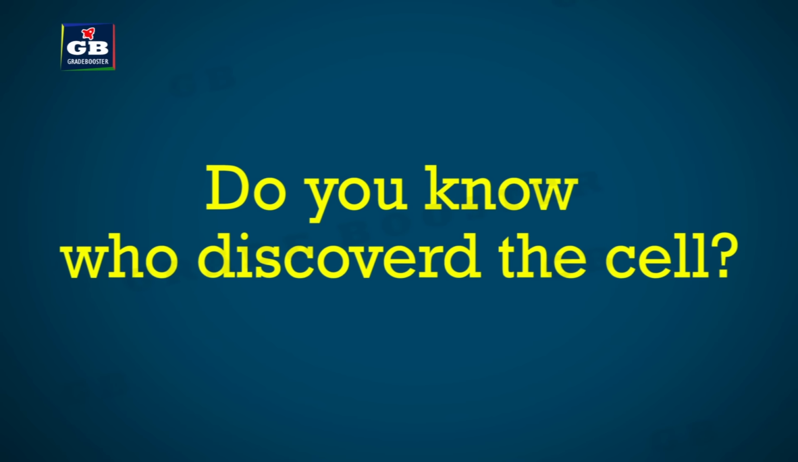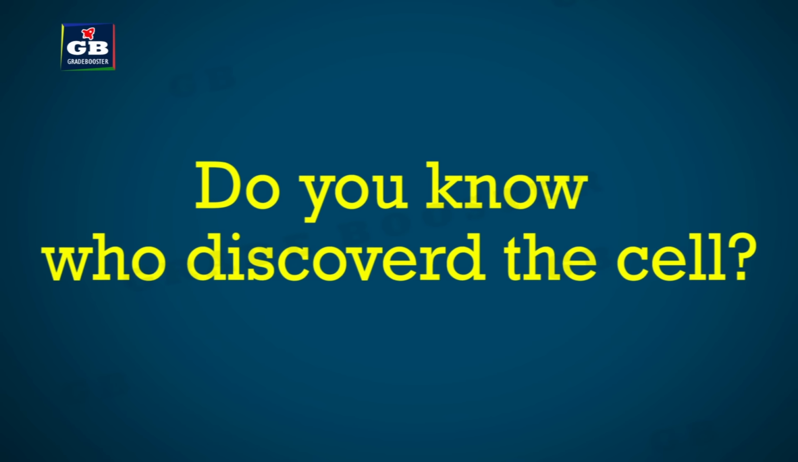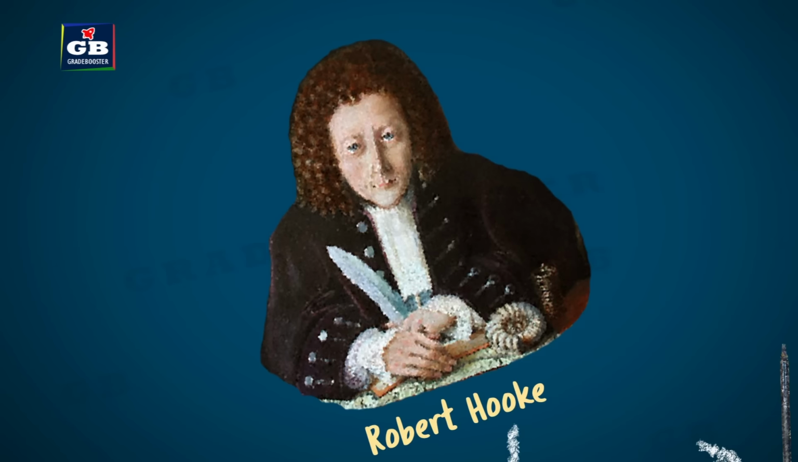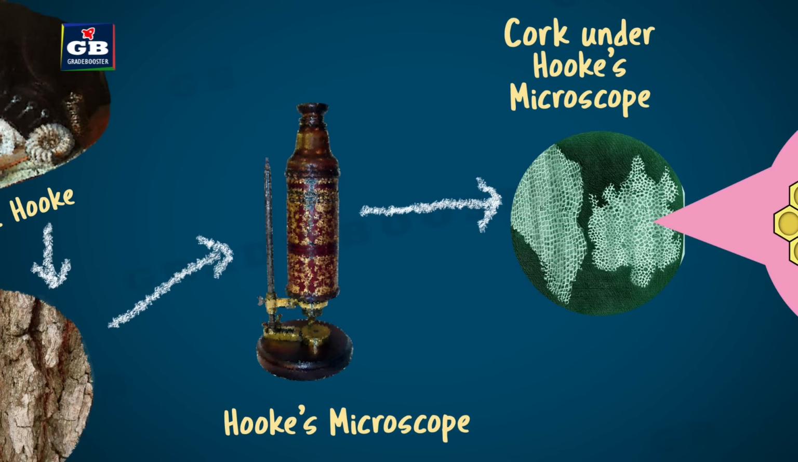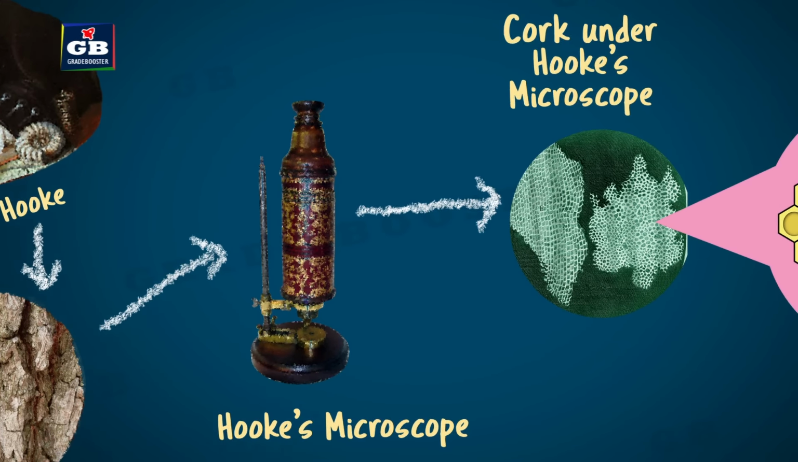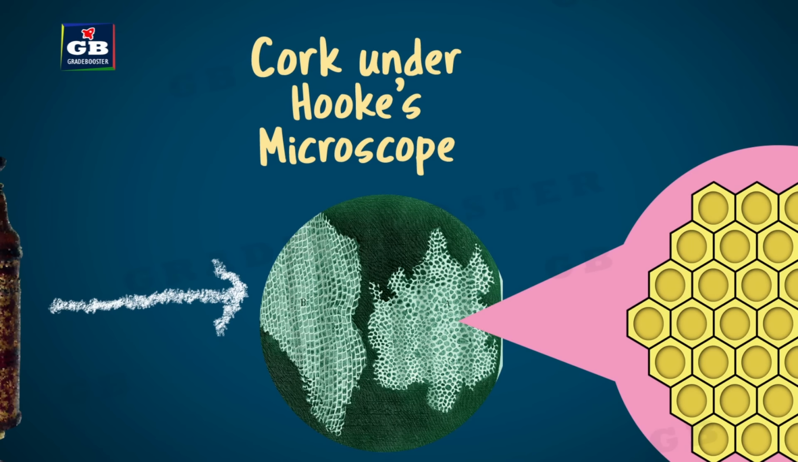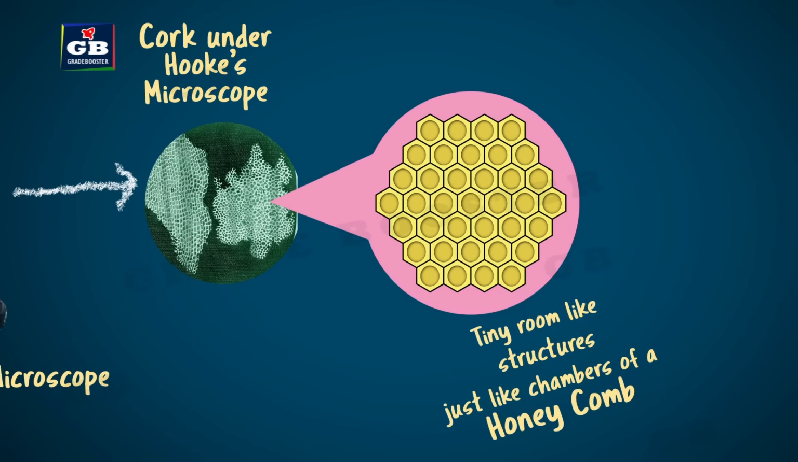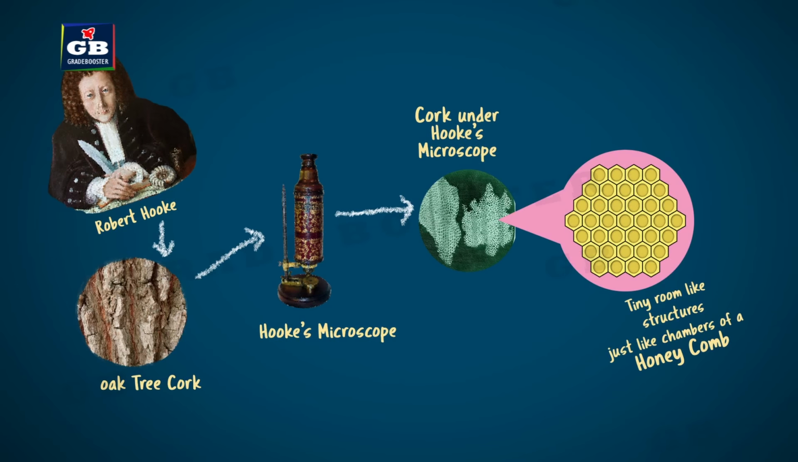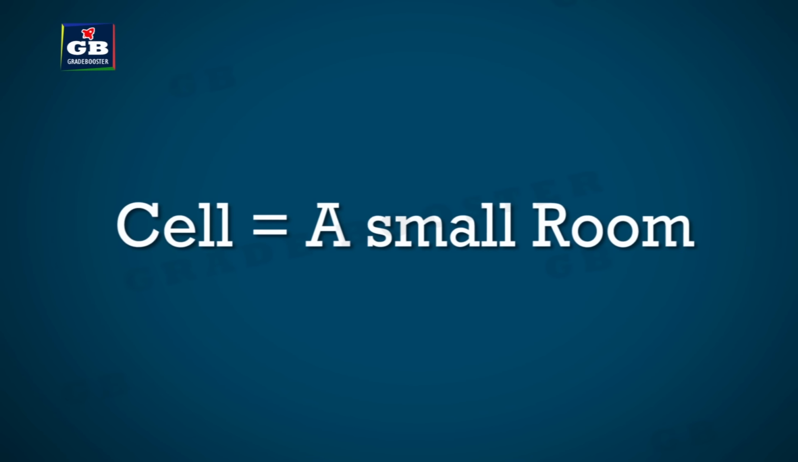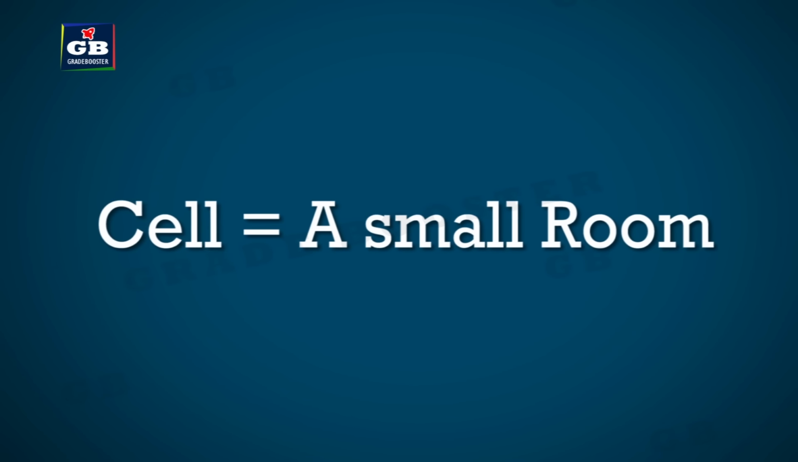Do you know who discovered the cell? It's Robert Hooke. In 1665, Robert Hooke observed a thin slice of cork under his own microscope. He found small box-like structures. They were like small rooms of a honeycomb. Robert Hooke called these boxes cells. The meaning of the word cell is small room.